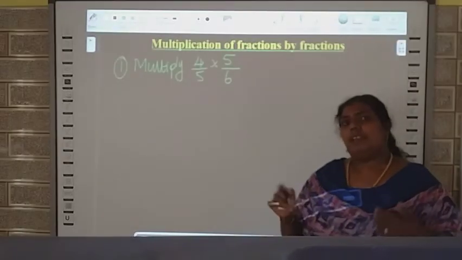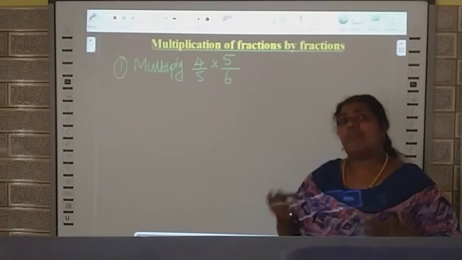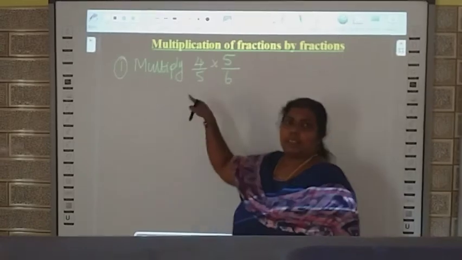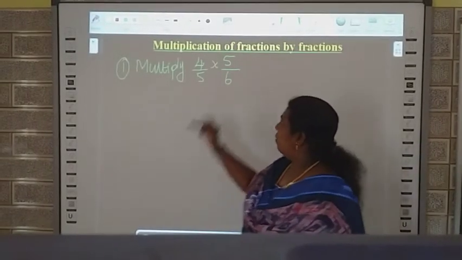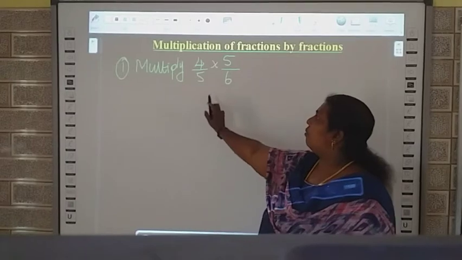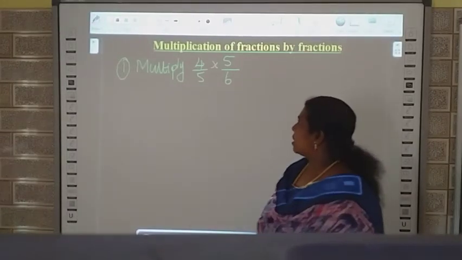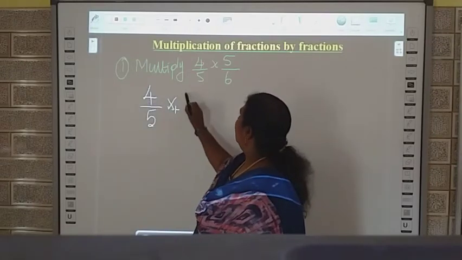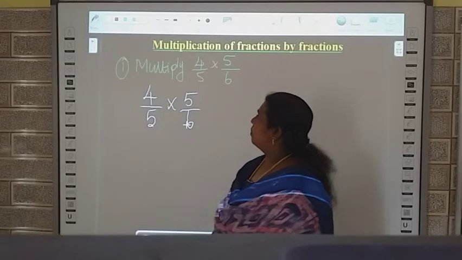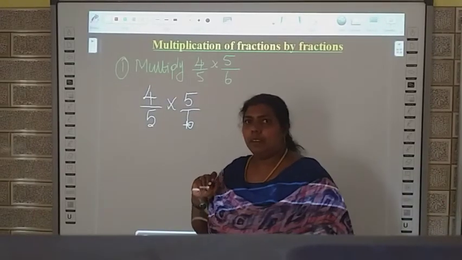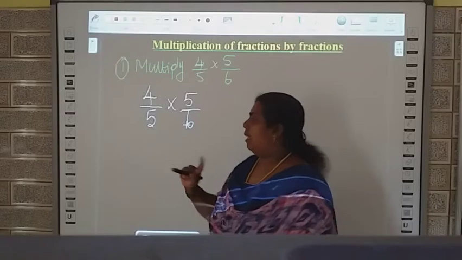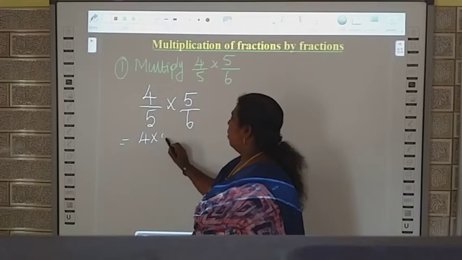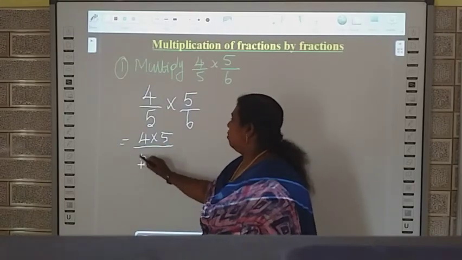There, first what we learned? We learned multiplying fractions by whole number. Here, fraction by fraction; both are fractions. How to multiply? The first example: multiply 4 by 5 into 5 by 6. First step is what? You have to multiply the numerators, isn't it? Numerator: 4 times 5, divided by 5 times 6.